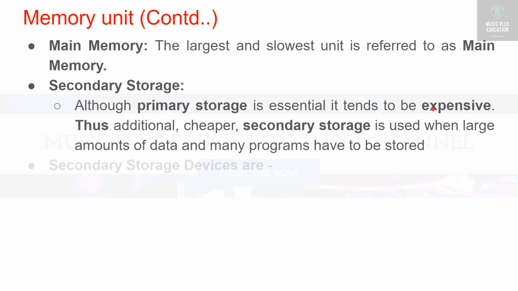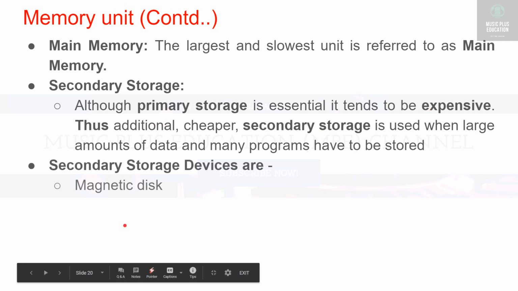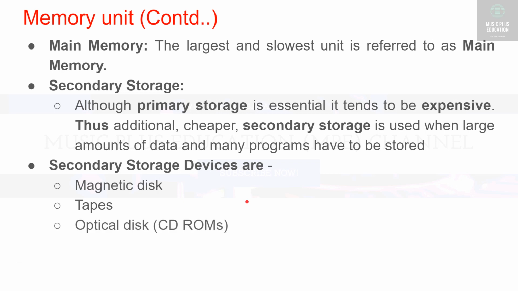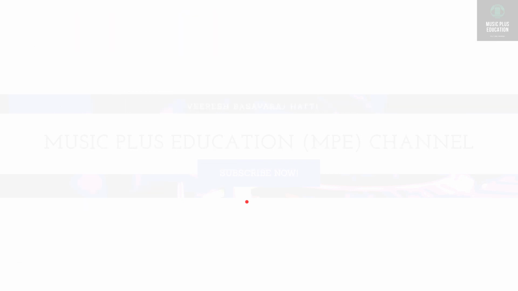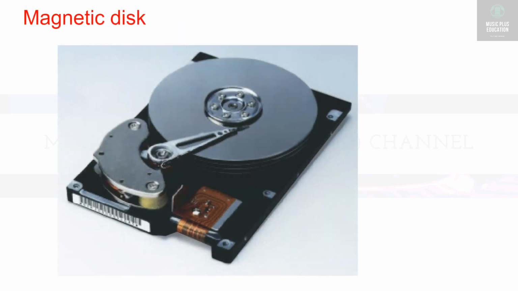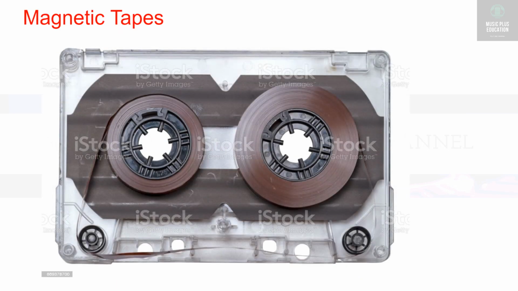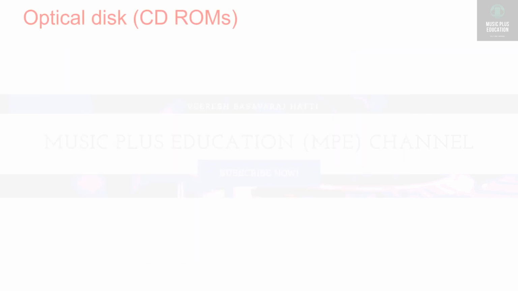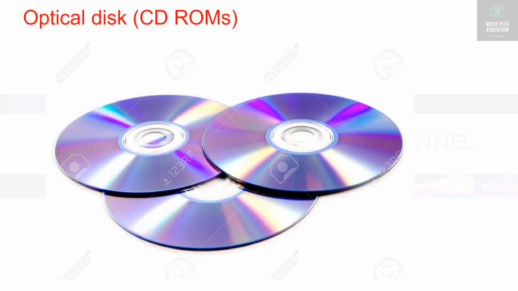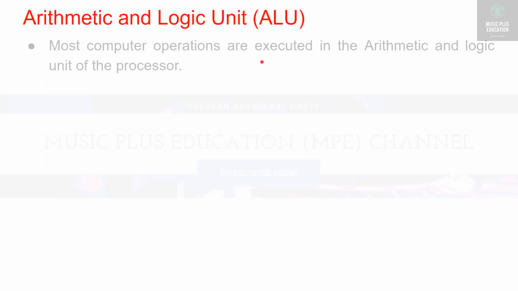Secondary storage devices are magnetic disks, magnetic tapes, and optical disks, that is CD-ROMs. So this is the image of a magnetic disk, and this is the image of magnetic tapes. I think you have seen this, right? The optical disk is the CD, DVD, ROM. CD-ROM means read only memory. Next, the ALU. Most computer operations are executed in the arithmetic and logic unit of the processor.